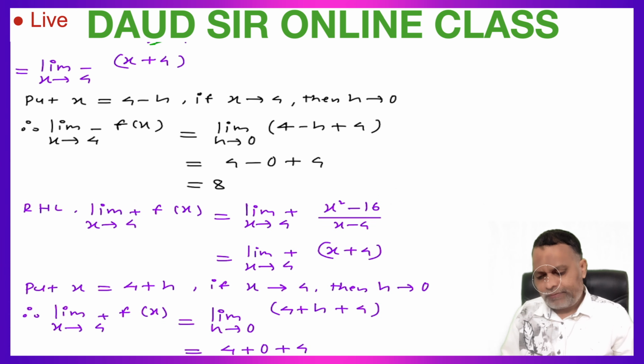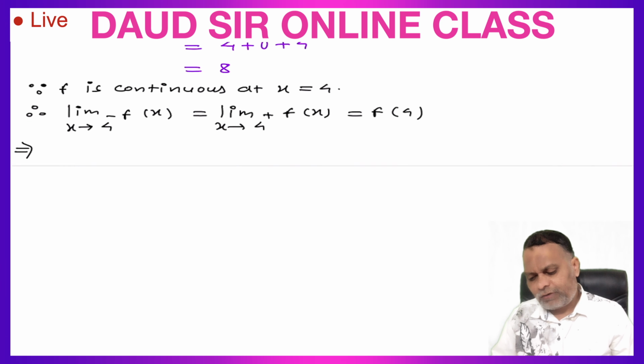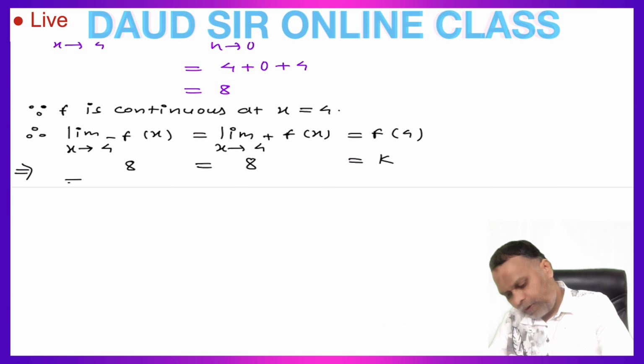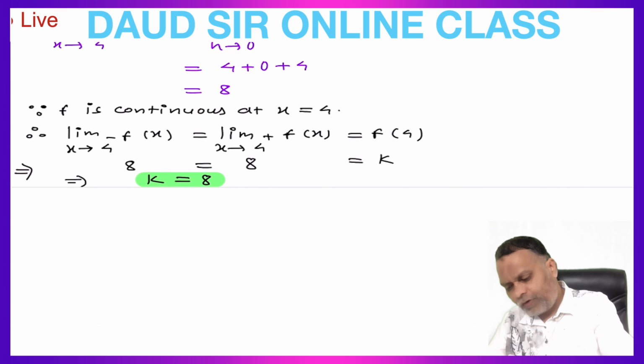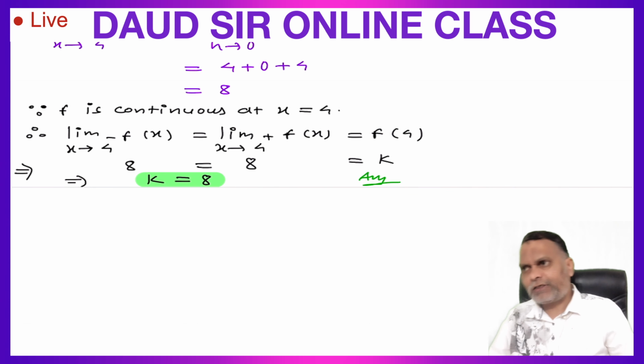Left hand limit 8, right hand limit 8. Value of function at x is equal to 4 is k. So left hand limit 8, right hand limit 8, f of 4 is k. Therefore k is equal to 8. This is the required value of k for which the given function is continuous at x is equal to 4.